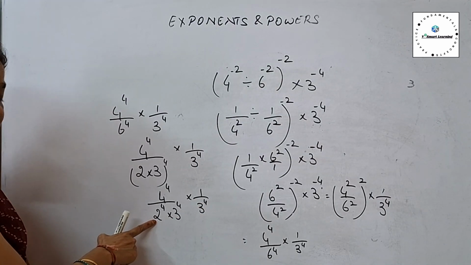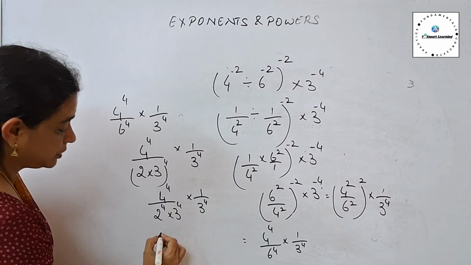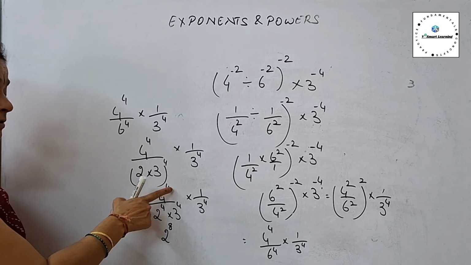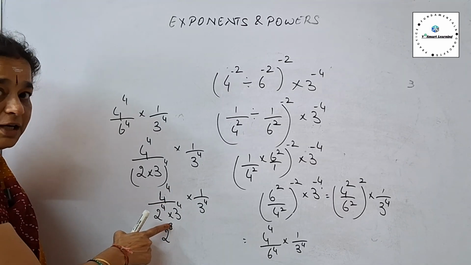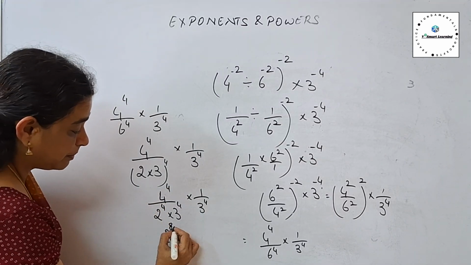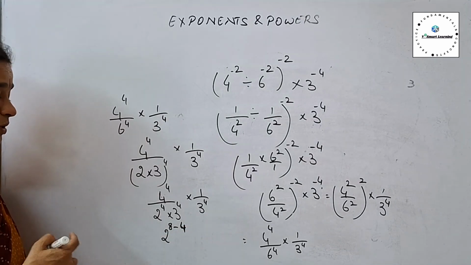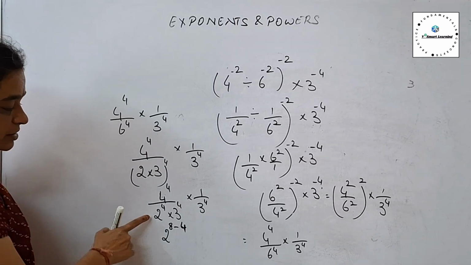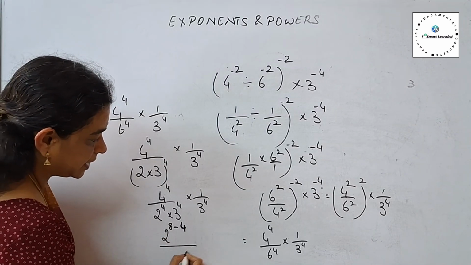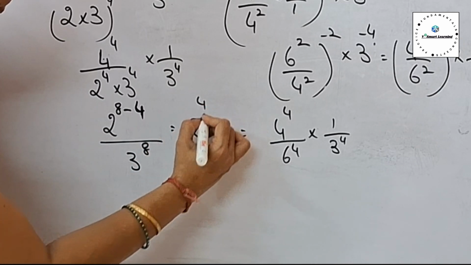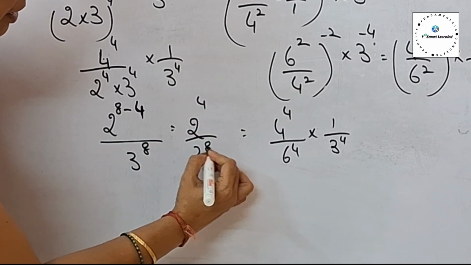Right? Correct? So this is nothing but 2 to the power of 8. Figure out how I got 4 power 4 as 2 to the power of 8. Please figure it out. Minus 4. I'm just directly writing the answer so that you can figure out how I got this. Divided by 3 to the power of 8. So my answer is 2 power 4 by 3 power 8.